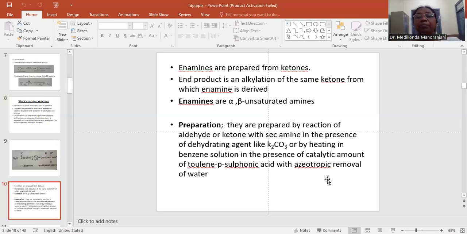Now, enamines are prepared from ketones. The end product is alkylation of the same ketone from which the enamine is derived. Now, enamines are alpha, beta unsaturated amines. How are they prepared? They are prepared by reaction of an aldehyde or ketone with a secondary amine in the presence of a dehydrating agent like K2CO3, or by heating in benzene solution in the presence of a catalytic amount of toluene para-sulfonic acid with azeotropic removal of water.